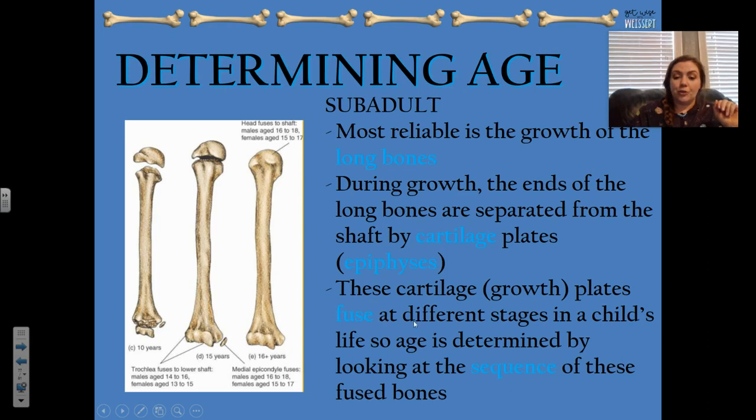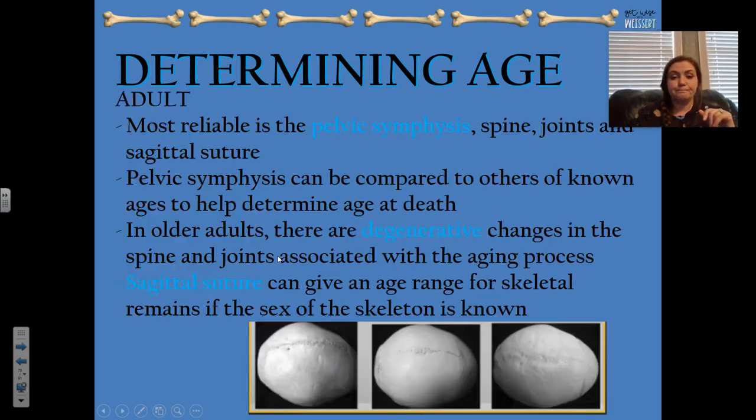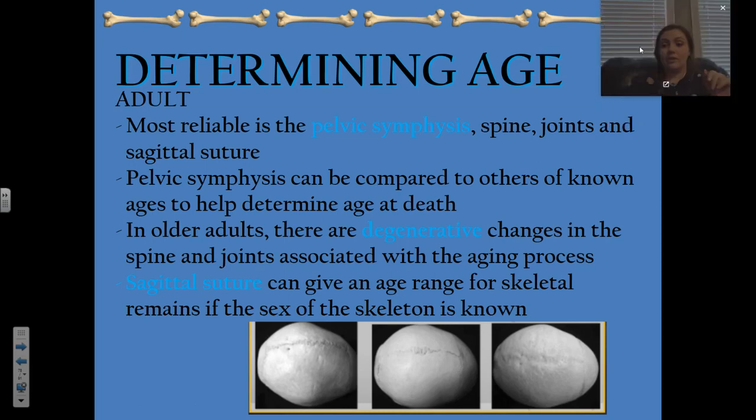Now these cartilage growth plates fuse at different stages in a child's life, so age is determined by looking at the sequence of those fused bones. We could tell that if they were still here, then they're past being a small kid and they're in their teens, but not at the end of their teens yet. So determining age for an adult, most reliable are the pelvic symphysis, the spine, joints, and the sagittal suture, which is this line on the skull.